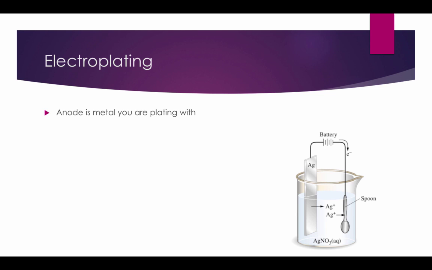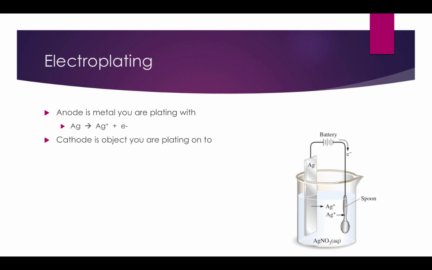When electroplating, the anode will be the metal that you are plating with, in this case silver. We want our silver metal atoms to become silver ions and leave the electrode so they can migrate to the spoon. Therefore, silver must be oxidized to turn the neutral silver atoms into silver ions.